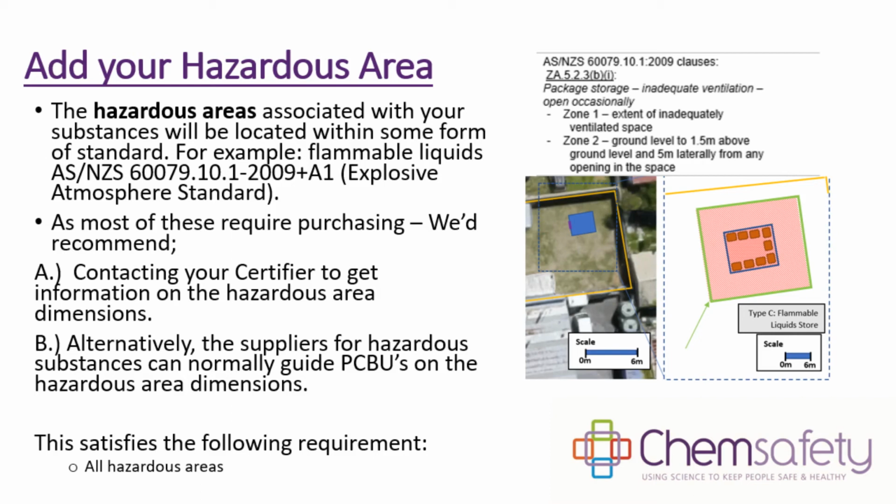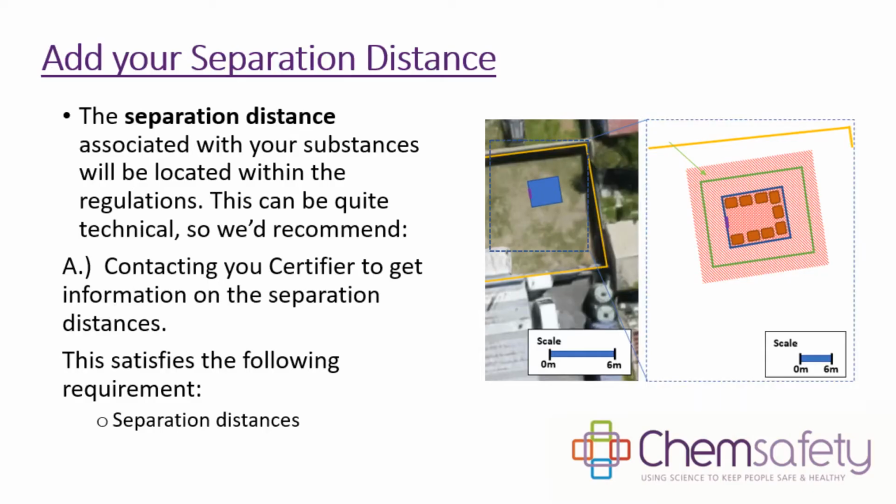Next, we'll look at one of the more technical additions to the site plan. Before I would have mentioned it would either be a hazardous area or a control zone. In this example, we'll look at a hazardous area because we're looking at a flammable liquid store. So the hazardous areas associated with your substances will be located within some form of standard. As most of these require purchasing, we'd recommend either contacting a certifier or alternatively, the supplier of your hazardous substances can normally guide PCBUs of hazardous area dimensions. This would satisfy the following requirement: all hazardous areas.